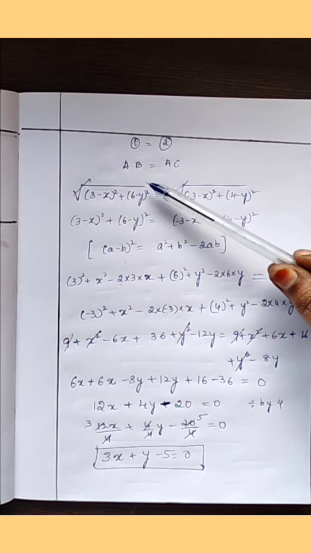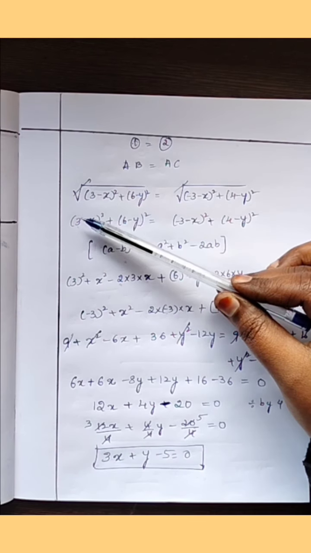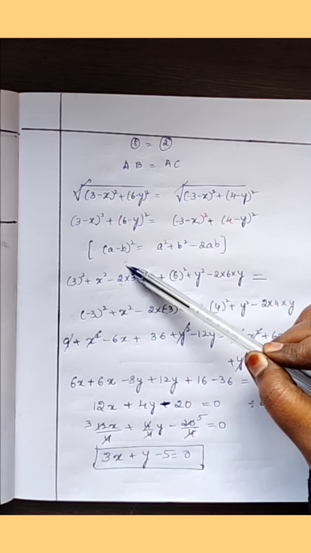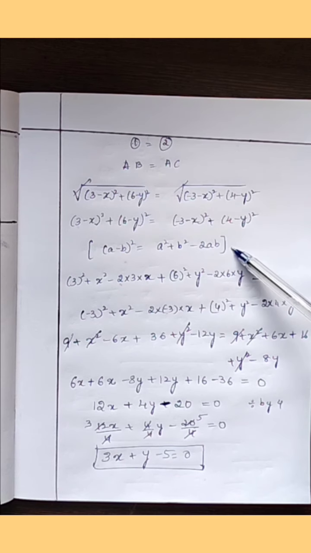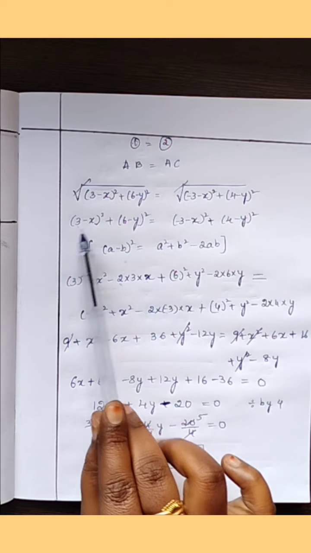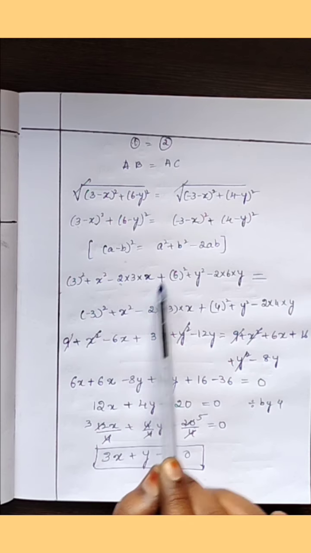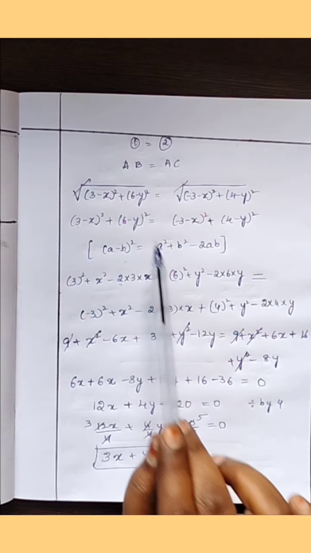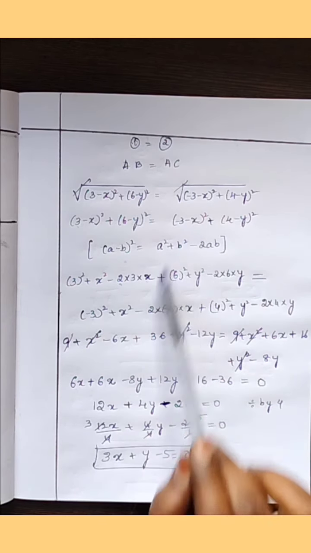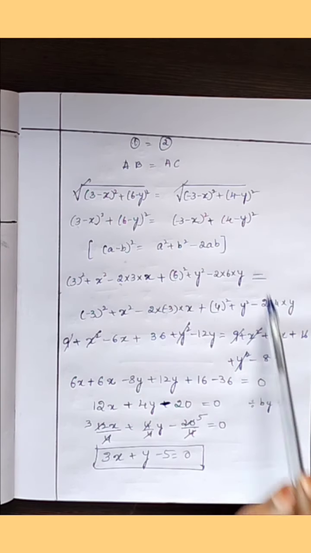After that we have to substitute equation 1 and equation 2. Square roots get cancelled each other. Then we have to simplify it. Here all terms are related to the expression (a minus b) whole square equal to a square plus b square minus 2ab. We have to simplify according to this expression. Here (3 minus x) whole square: 3 square plus x square minus 2 into 3 into x. Here this one, 6 square plus y square minus 2 into 6 into y, equal to this: 3 square plus x square minus 2 into minus 3 into x plus 4 square plus y square minus 2 into 4 into y.